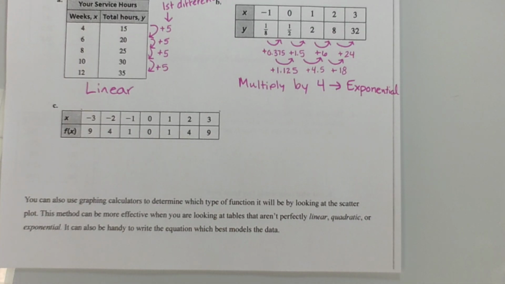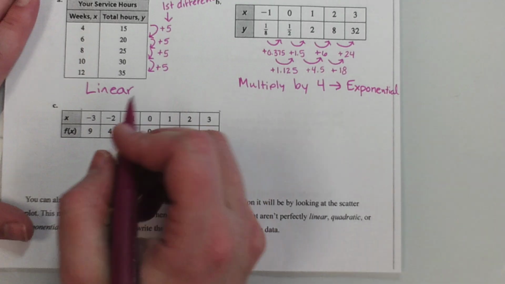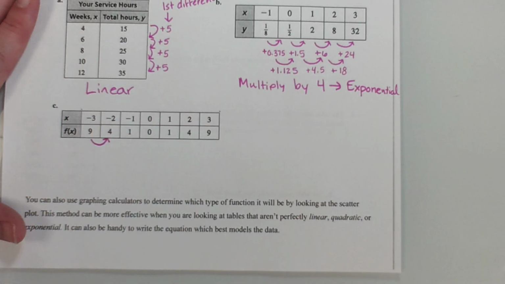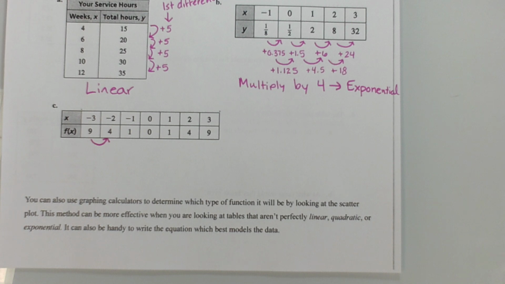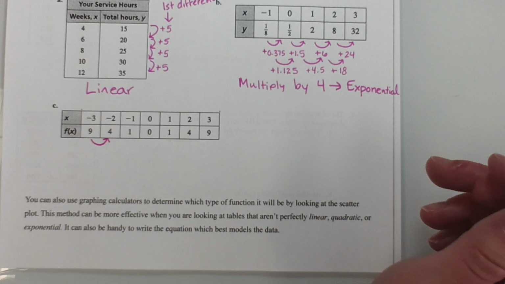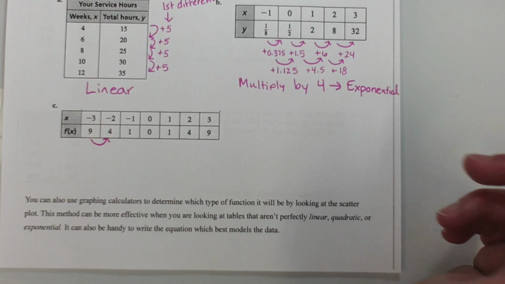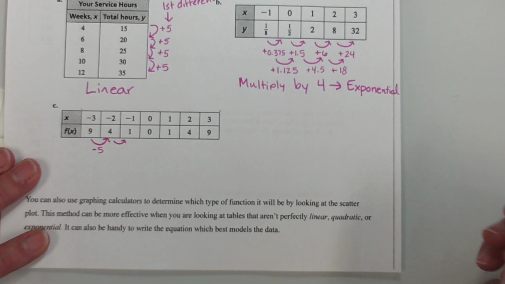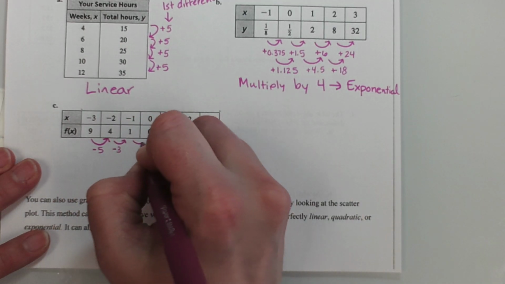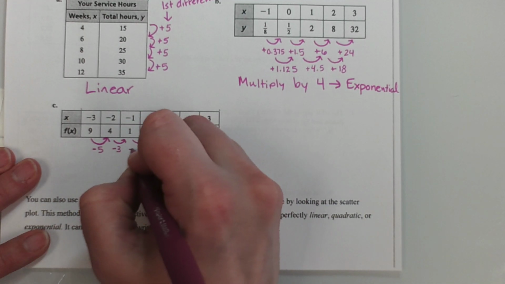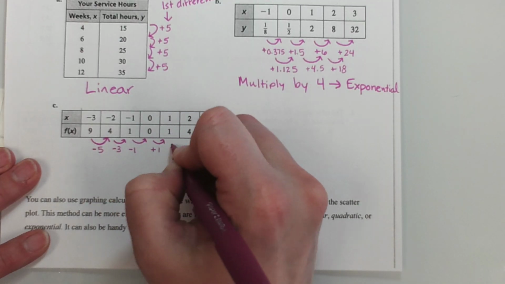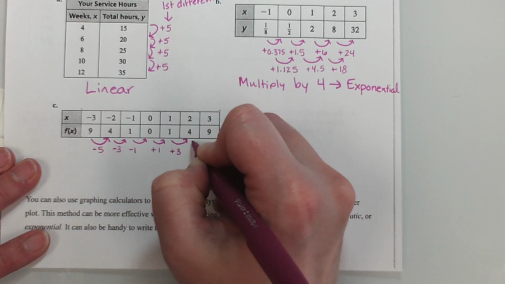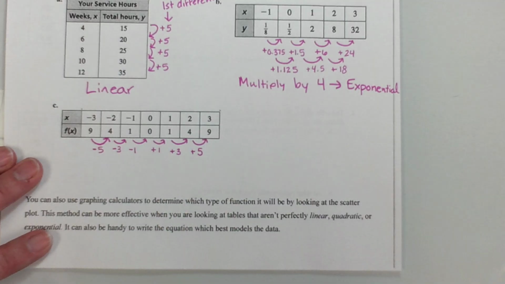Okay, we got one more here. My x's are evenly spaced. How do I go from 9 to 4? Add or subtract. Subtracting 5. How do I go from 4 to 1? Subtract 3. From 1 to 0? Minus 1. Plus 1. Plus 3. Plus 5.